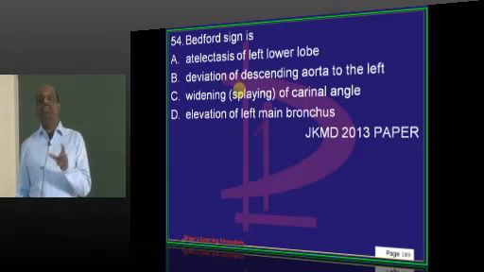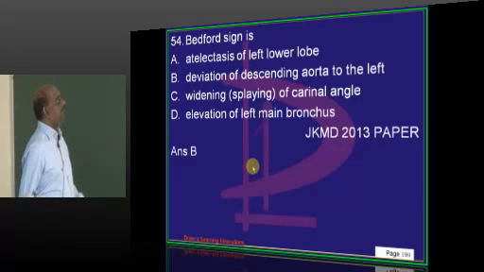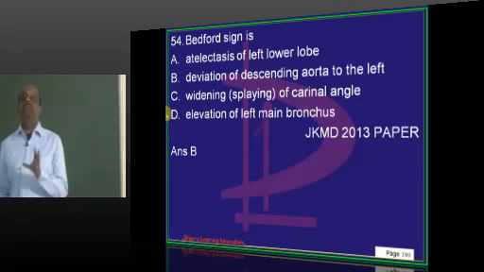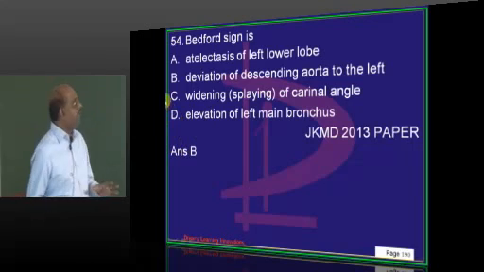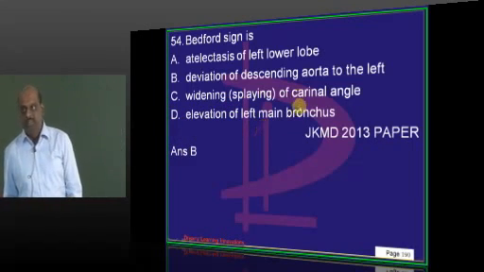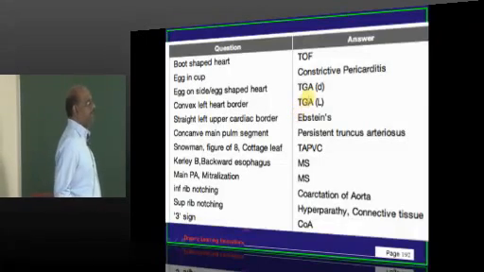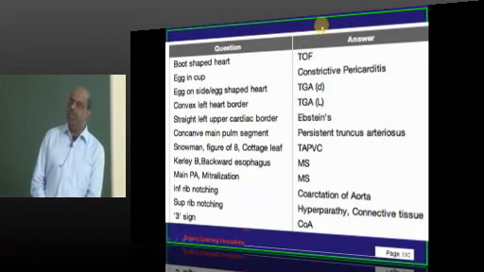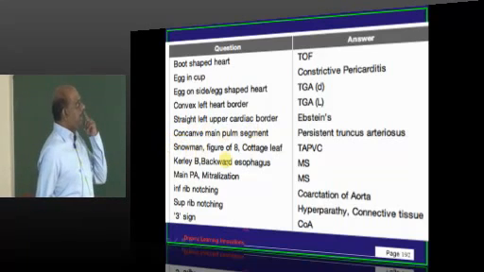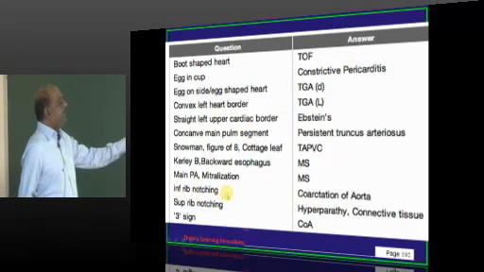What is meant by Bedford sign, doctor? Some of the common radiological signs you have to be very sure about. So whenever there is any mitral stenosis with a left atrial enlargement, it will deviate the descending aorta towards the left, which is basically called the Bedford sign, is what needs to be remembered. So I leave it to you in the literature: boot-shaped heart, convex left border, concave main pulmonary segment, inferior rib notching.